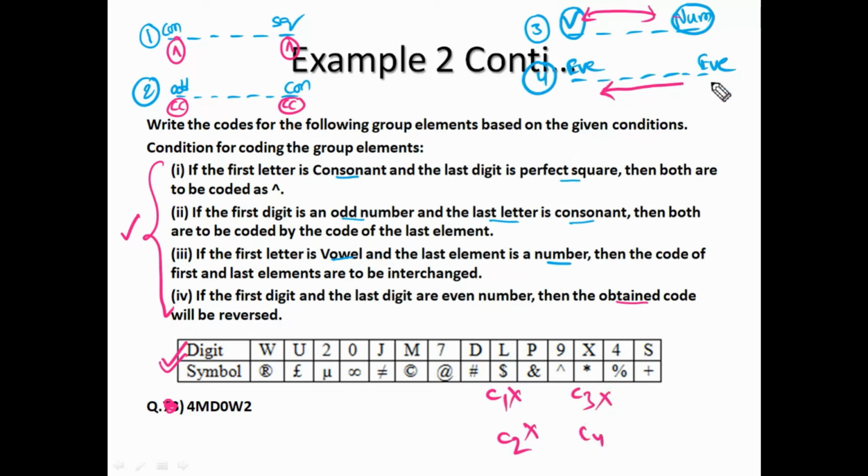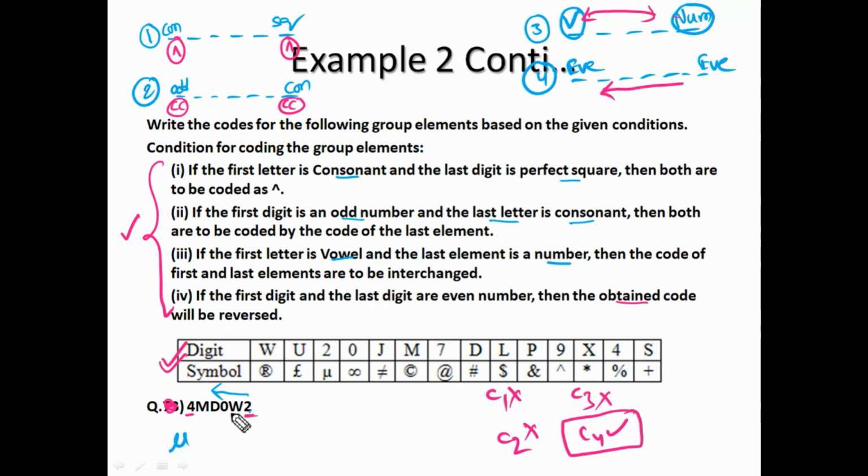And condition 4: first and last are even. So it is an even digit and it is also an even digit. Yes, condition 4 is following. According to condition 4, we have to write the codes in the reverse order. So instead of writing all the codes first then reversing, let us take the codes from 2 to 4 in the reverse order.